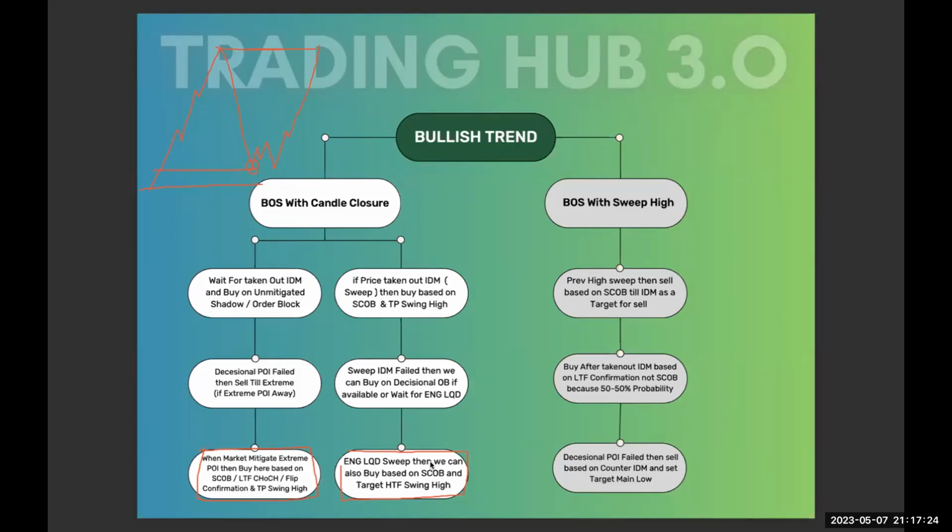Chalk flip is only applicable when there is a candle closure, in that case only. And the second one is the price tap on higher time frame order block or PUI, right? Then you need a chalk or flip.